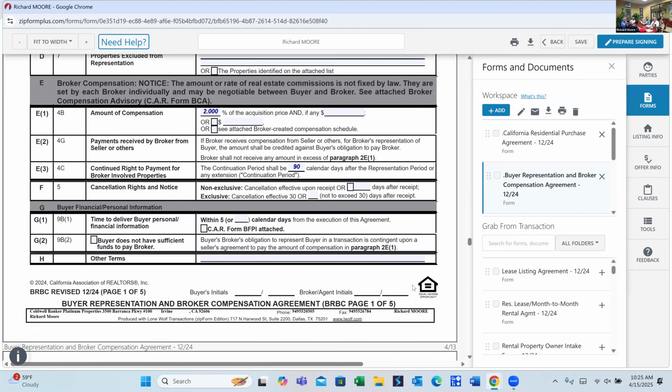And then section G2, I would never check this box where it says buyer does not have sufficient funds to pay broker. So just think if you check this box and you submit an offer and the seller refuses to pay, or worse yet, you submit an offer and you submit the BRBC with your offer and the seller sees that. If I'm the seller, I'm gonna say, huh, I'm not paying you, I don't care, because no one has to pay the buyer's agent then. And at that point in time, you can disavow your agency, so you don't have to work for free completely, but you lose on the transaction.